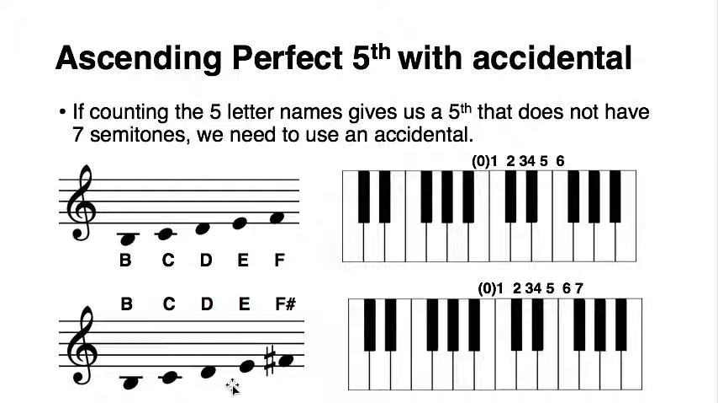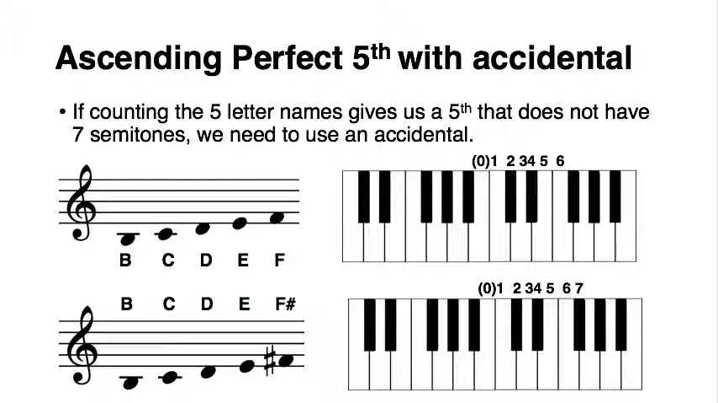Listen to B to F, 6 semitones, and see if you can tell the difference. Right? It's a lot more dissonant, a lot more disagreeable, the sound there. There's your perfect fifth, B to F sharp, an ascending perfect fifth starting on B.